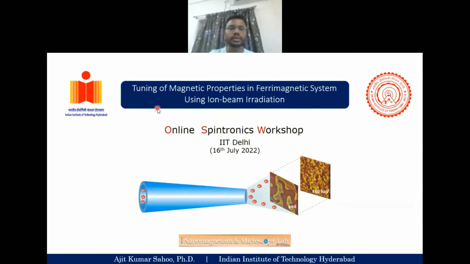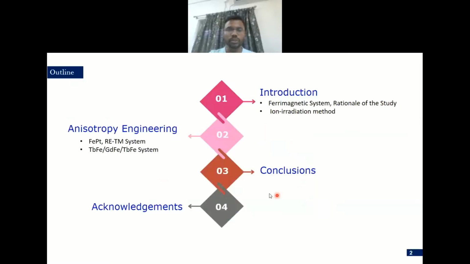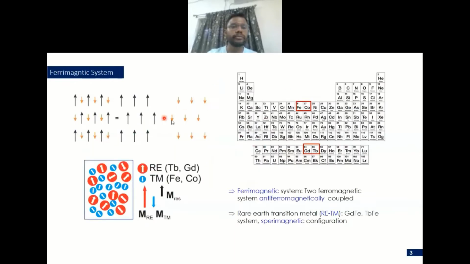So to begin my presentation, I will present on tuning of magnetic properties in ferrimagnetic system using ion irradiation technique. So this is the outline of my presentation. I'll first introduce the ferrimagnetic system and the rationale for the study, I mean, why we are studying this system, and the ion irradiation technique. And using this ion irradiation technique, we tune the magnetic properties. First, I will introduce a few reported systems, and then I'll go to my system. Then conclusion. Then acknowledgements.